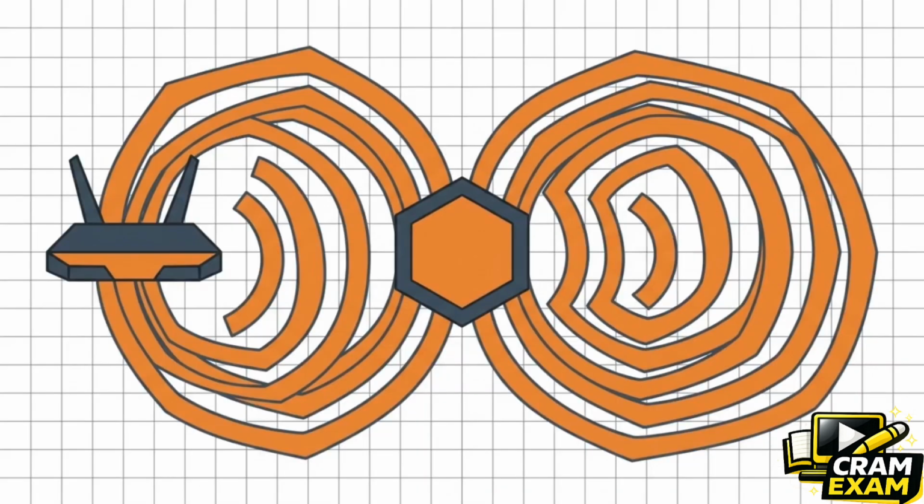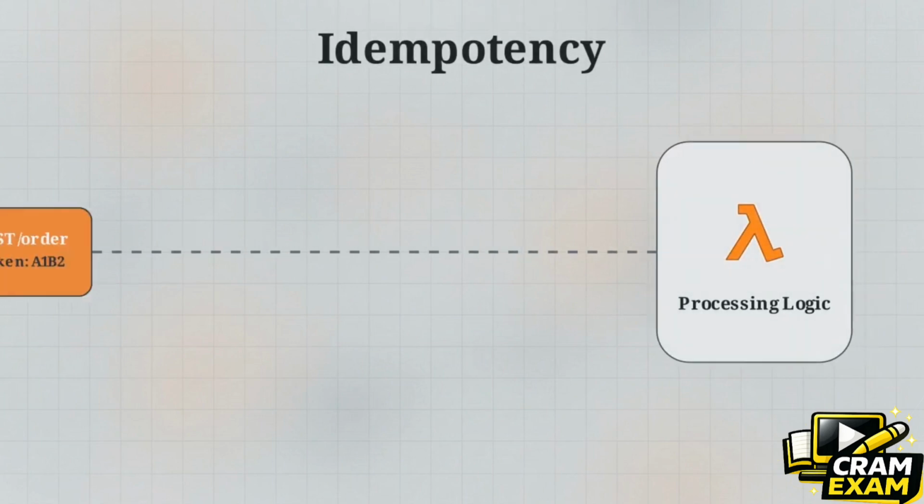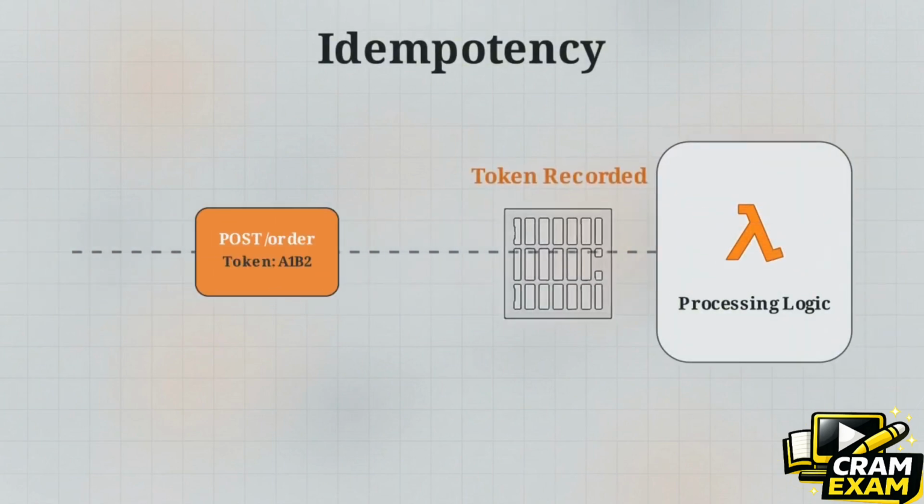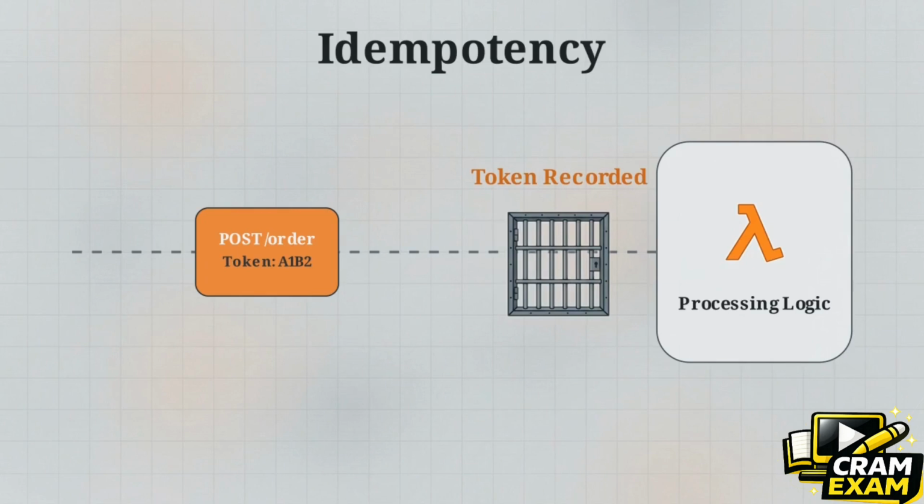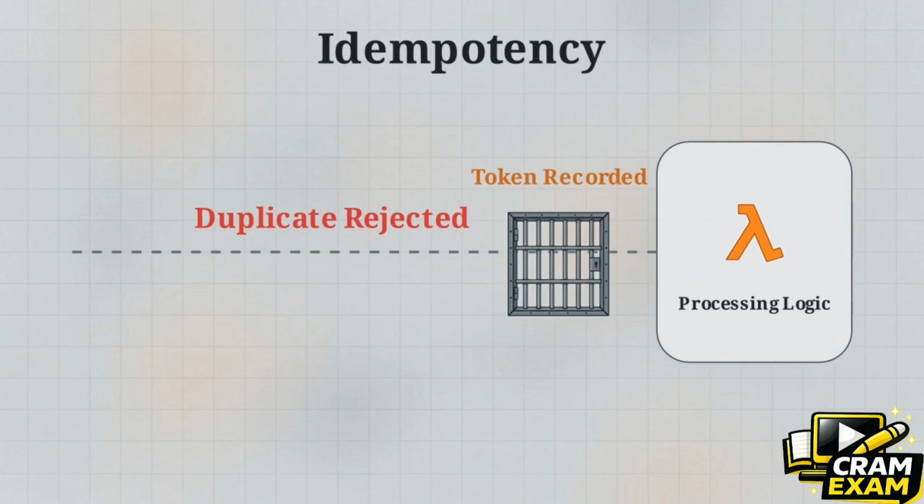Pattern 1. Duplicate requests. A network router blips and an API call is sent twice. If the system isn't prepared, you've just charged a customer's credit card twice. When you see duplicate transactions, the answer is always idempotency. By requiring a unique client token, the function recognizes the duplicate and rejects the second packet before it can process the same order again.